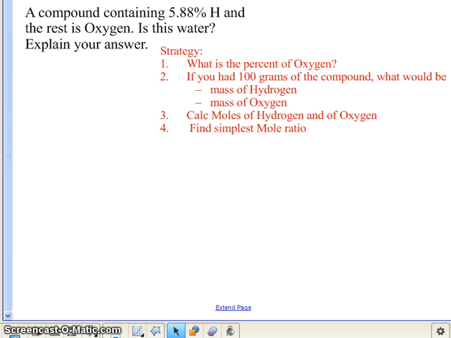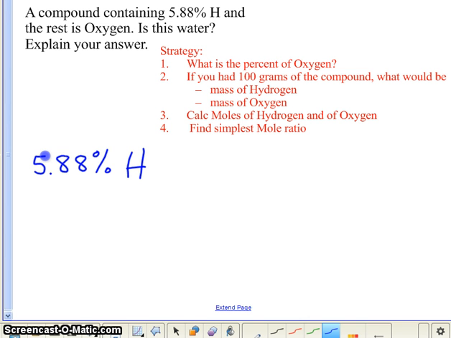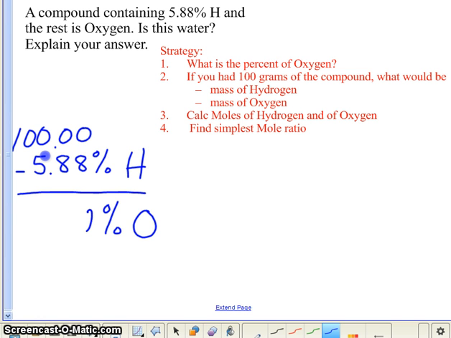All right, so I've shrunk it down so I have room to work. So first of all, if I have 5.88% hydrogen and the rest is oxygen, then how do I find the percent of oxygen? Well, if it's only hydrogen and oxygen, then really 100% is the sum of the hydrogen and oxygen. So the percent of oxygen I can find by subtracting, can't I? So 94.12, that's the percent of oxygen.